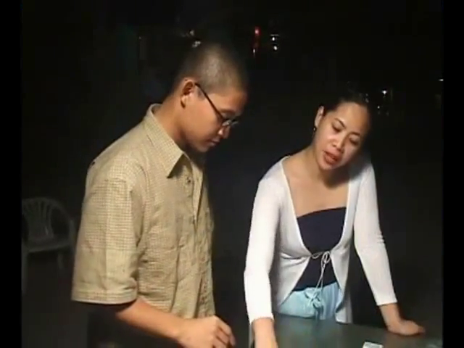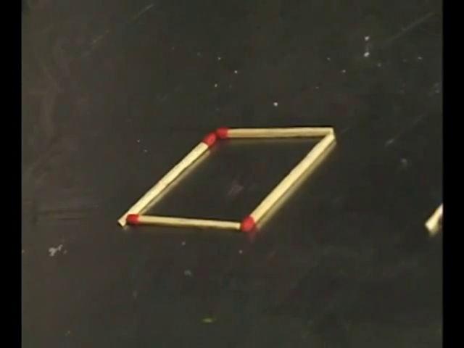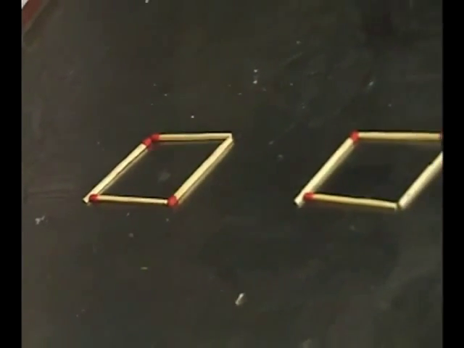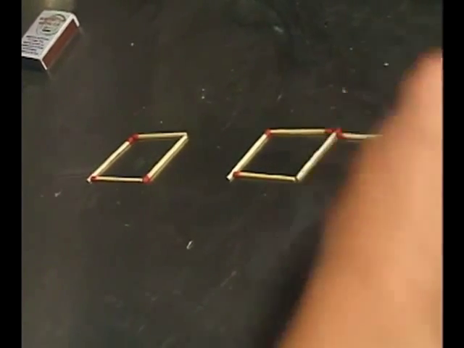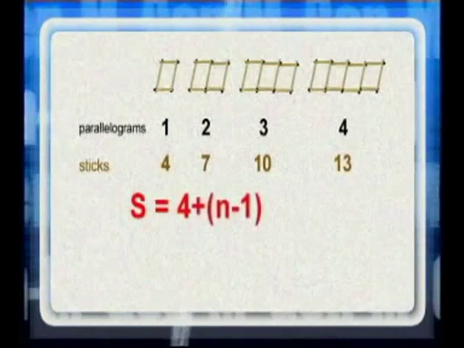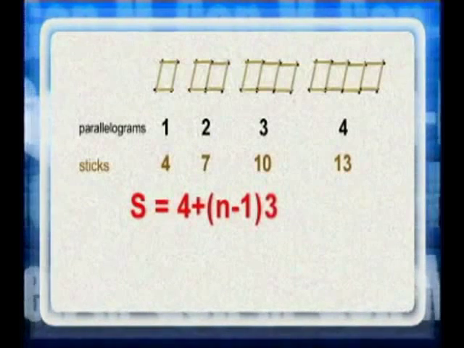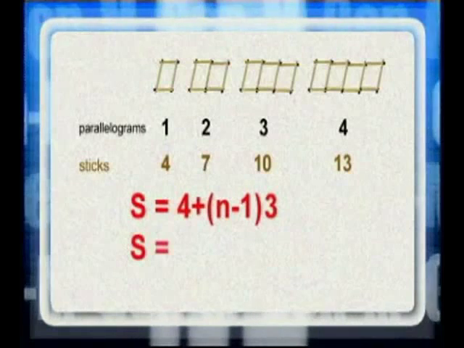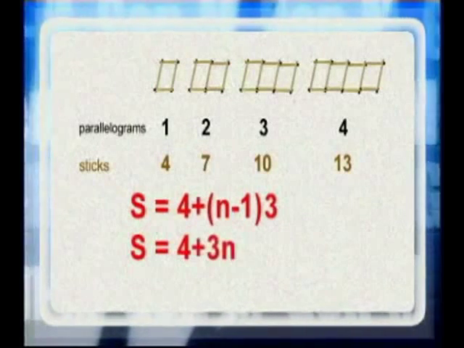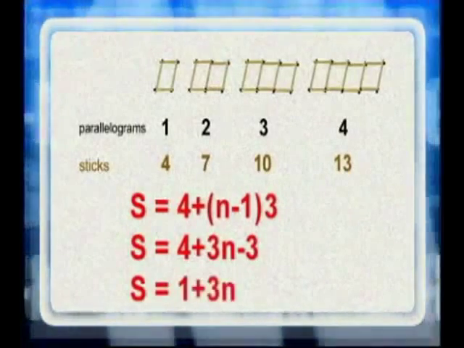Here, Tim, why don't you try this one? Okay. After the 4 sticks, we need to add 3 more sticks. So 1, 2, and 3. We can say that the number of sticks S is equal to 4 plus n minus 1 multiplied by 3. And to simplify, S is equal to 4 plus 3n minus 3, or 1 plus 3n.